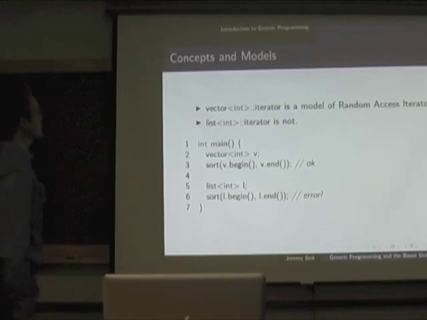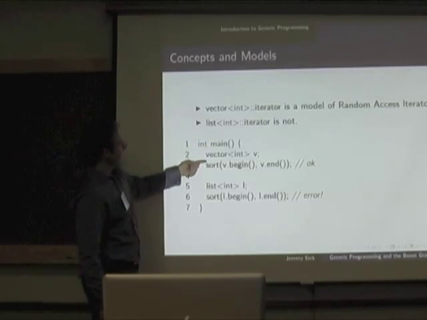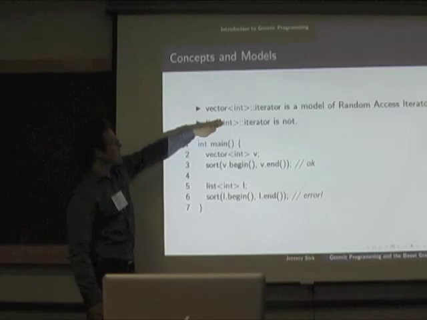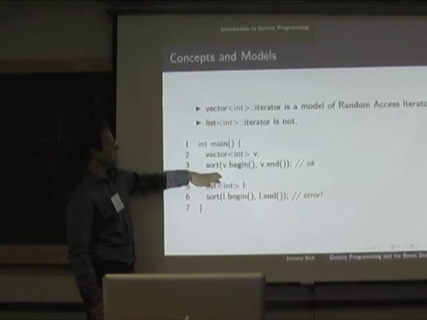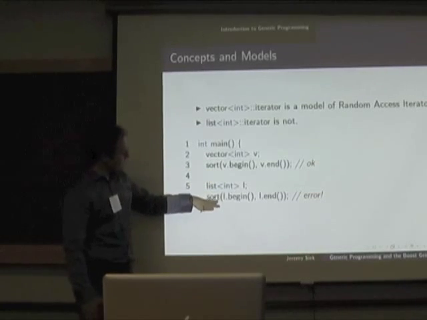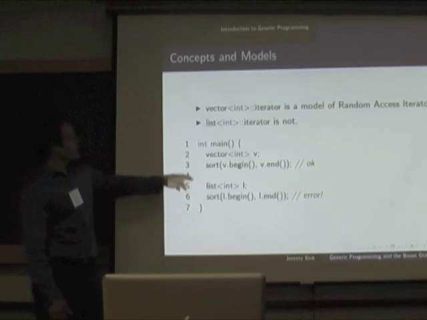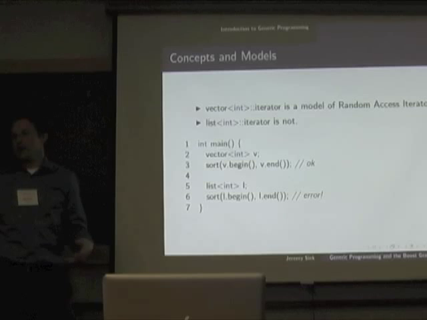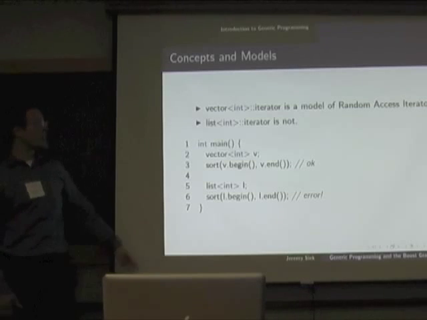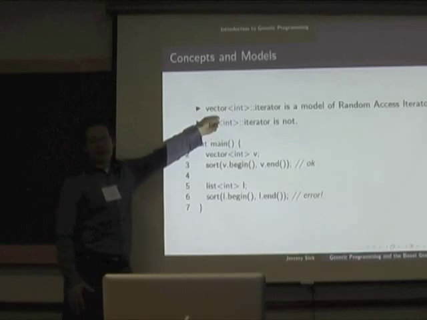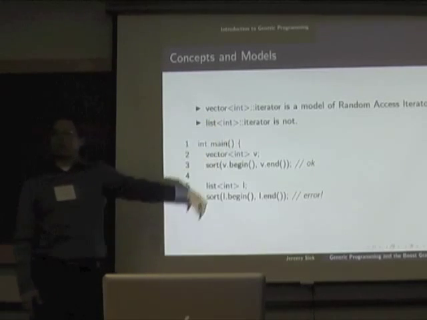So looking at this example again, we can now make more sense of it. We have a vector. It has an iterator associated type, which indeed is a model of random access iterator, so it's perfectly okay to use sort here. Down here, where we're trying to use a list, that's wrong. The list iterator is not a model of random access iterator. Indeed, you do get an error message. It would be nice if the compiler gave us an error message that says, hey, you're not a random access iterator. That's what the concept proposal would have done.